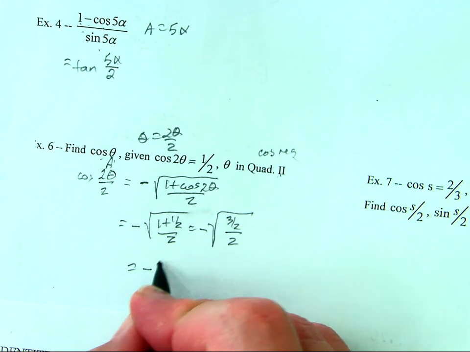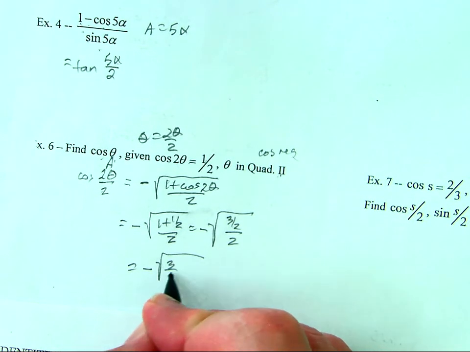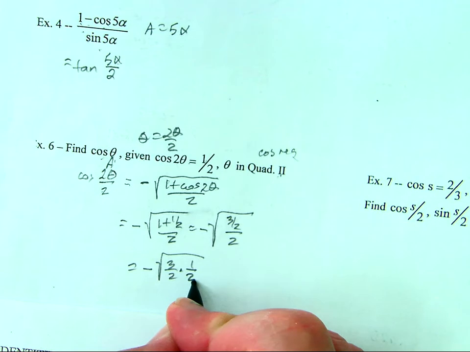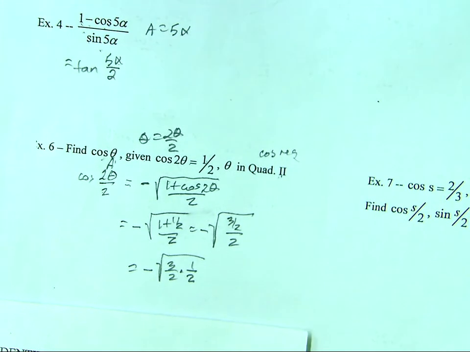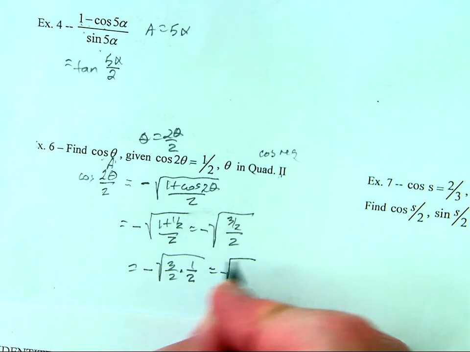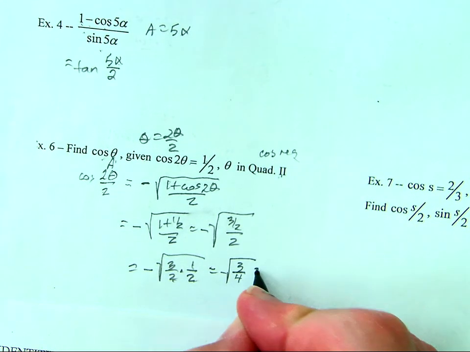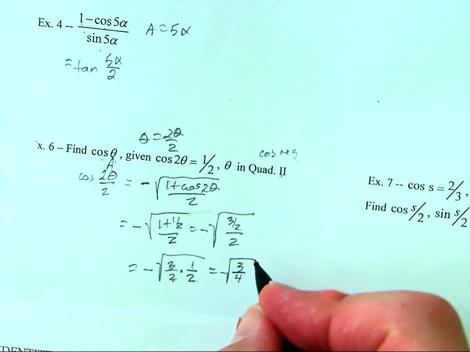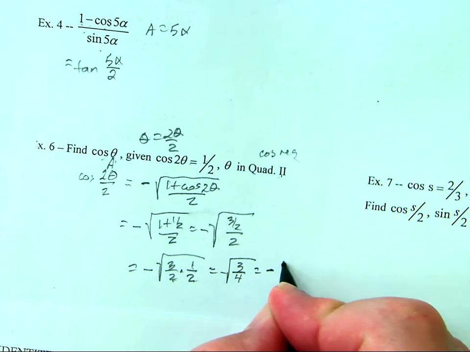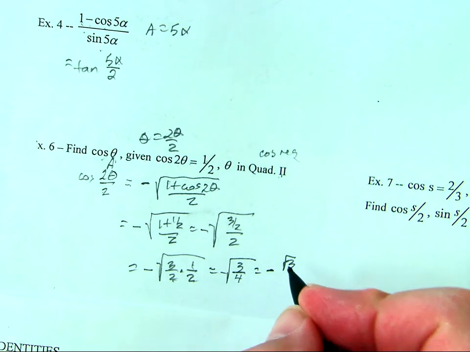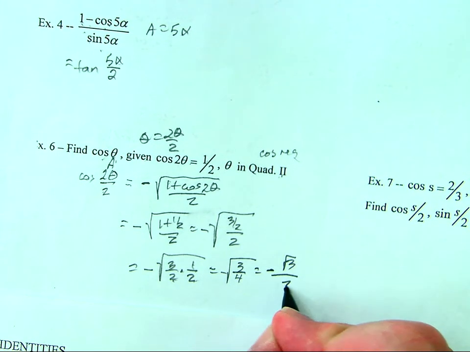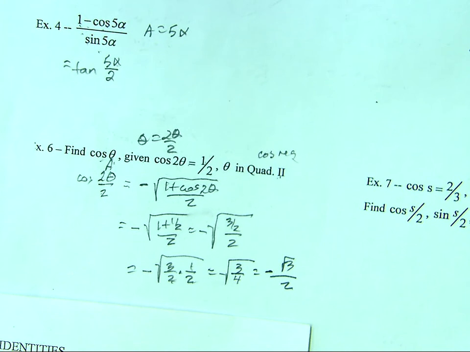Now if we take the top times the reciprocal of the bottom, that gives us negative square root of 3 times 1 is 3, 2 times 2 is 4. Now remember, with a radical, we can do top and bottom. So we have a negative. Well, the top is the square root of 3. We don't know what that is. But the bottom, the square root of 4 is 2. So we get negative square root of 3 over 2.